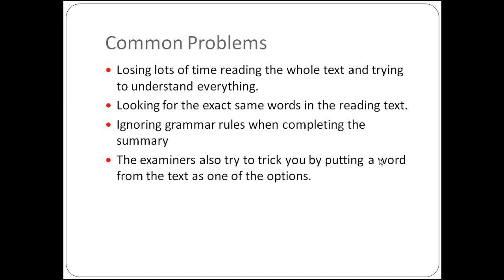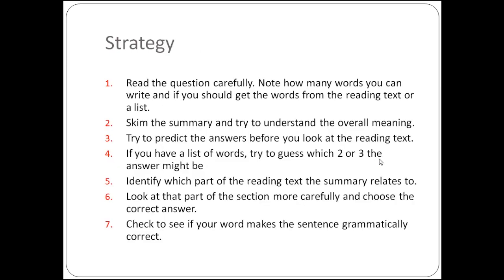For example, if your word is a verb, but in the summary it is supposed to be a noun, that means it's incorrect. You should find a noun. The examiner also tries to trick you by putting a word from the text as one of the options. Again, they try to trick you, and it's not as straightforward as you might think.